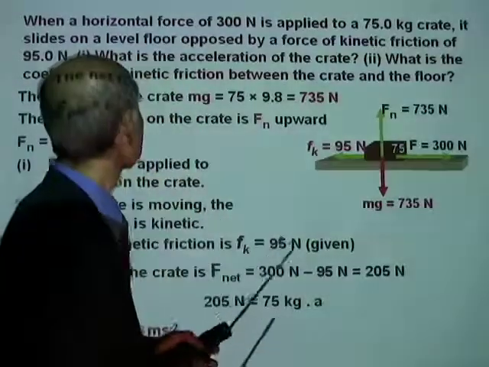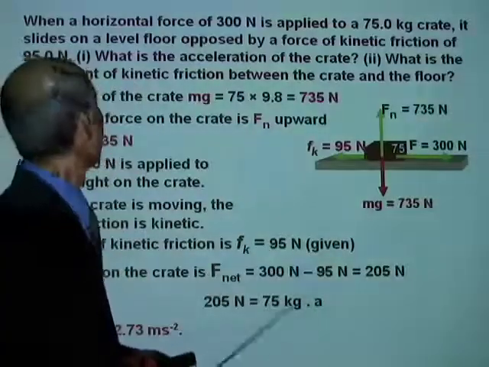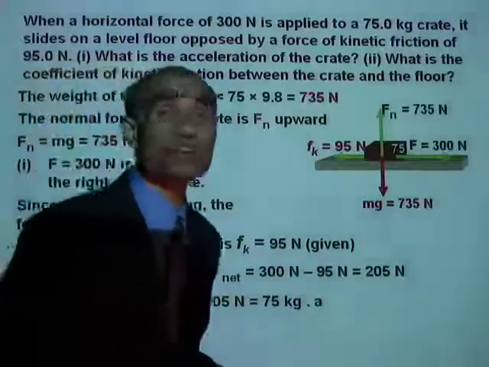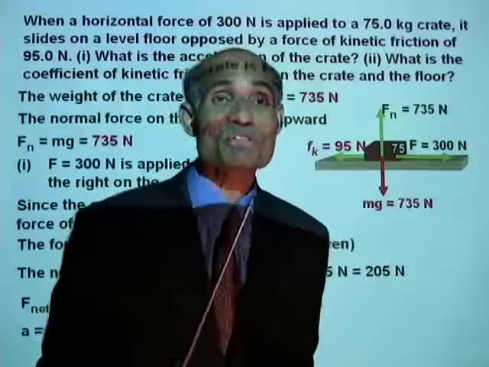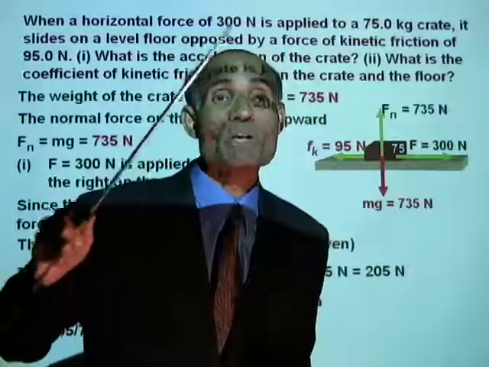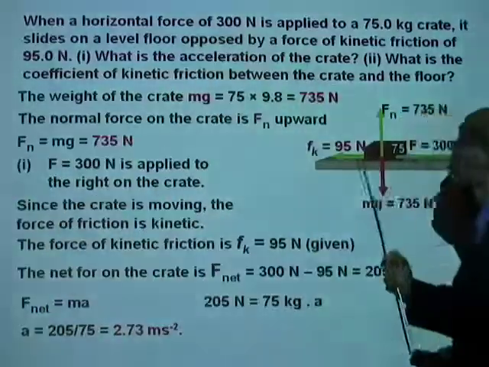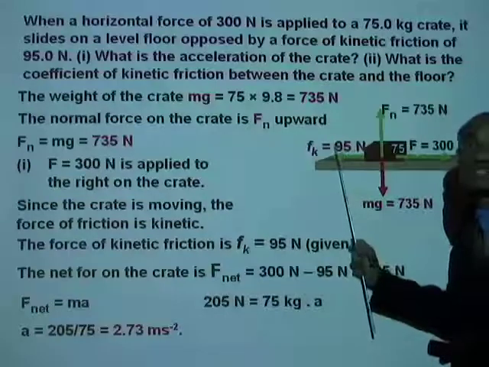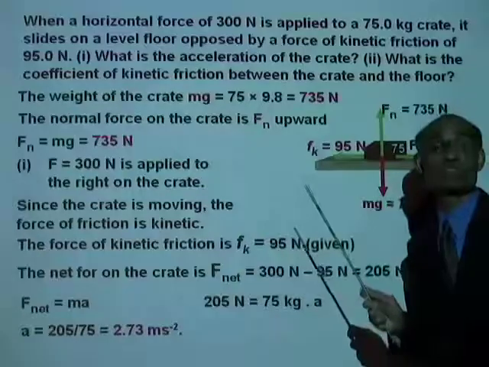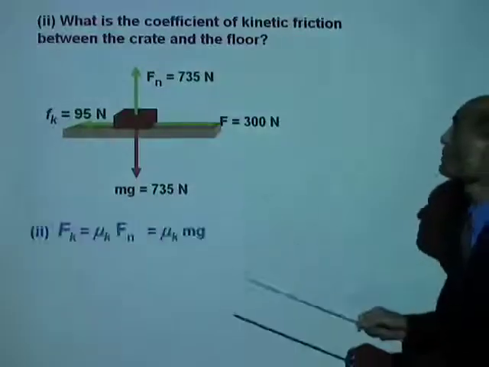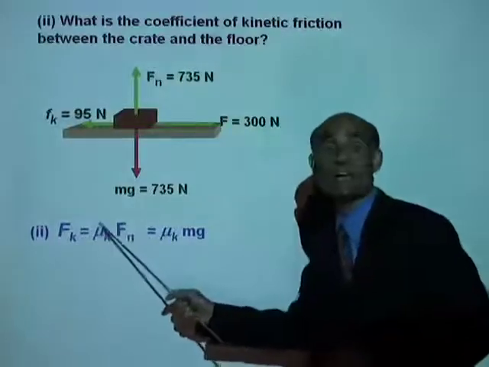Well, we found the acceleration. What is the next part we need to do? What is the coefficient of kinetic friction? Well, if you remember the definition of coefficient of friction, it is the frictional force divided by the normal force. The force of kinetic friction is 95 Newton. The normal force is 735 Newton. And so we can now write Fk equal to mu k Fn.